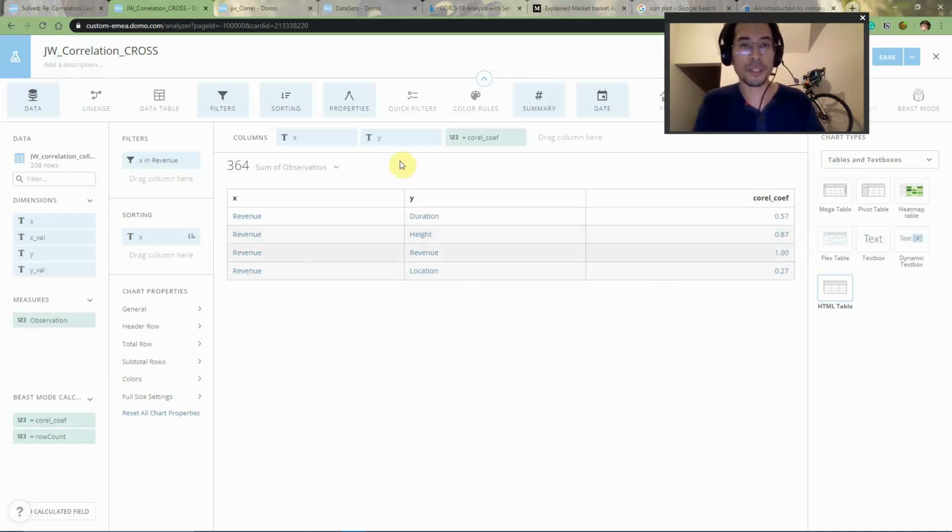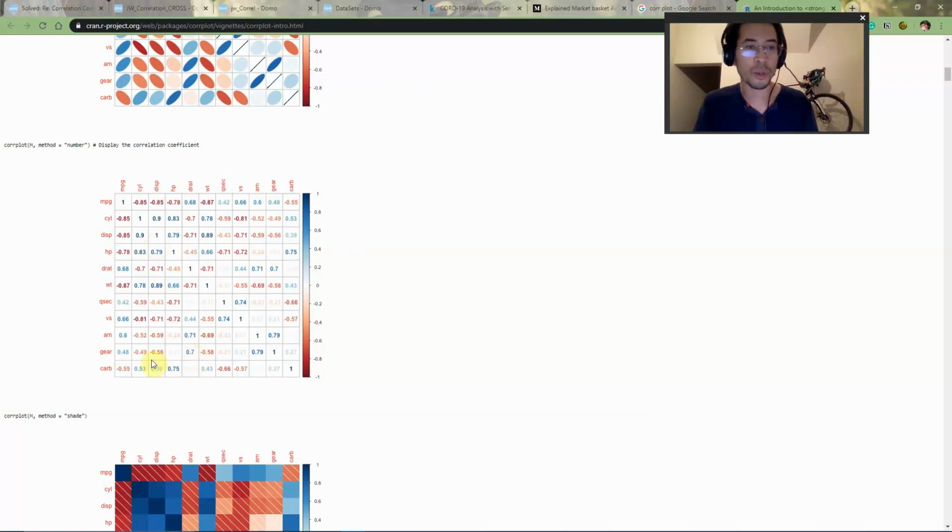Now this visualization allows you to answer, for this metric, revenue, which metrics have the strongest relationship? It does not look like a correlation plot. But what's going on here? I've got metrics on the x-axis and metrics on the y-axis.